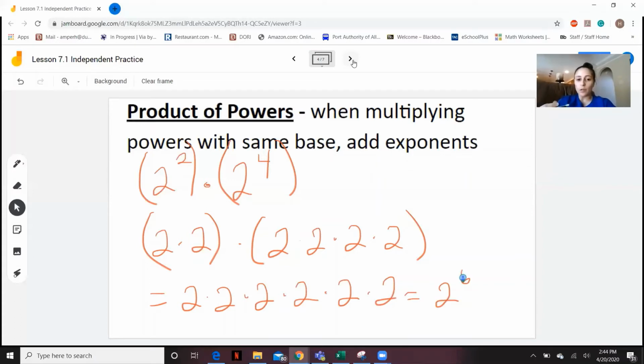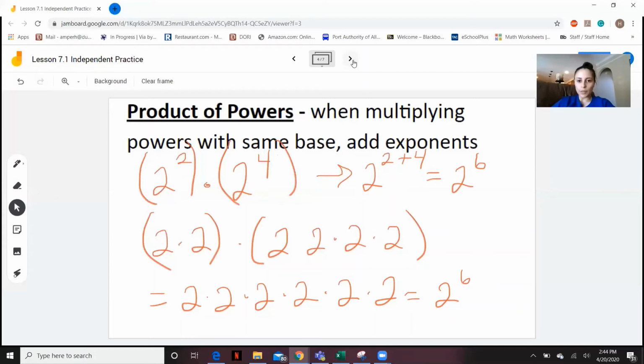So if we wanted to save ourselves some time and didn't want to write out all of those 2s, right off the bat we could have applied the product of powers rule and said, okay, I know that I add the exponents whenever I'm multiplying two powers with the same base, and that would give me 2 to the 6th.